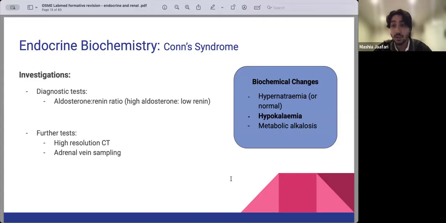And then again, try to look for a cause. We can do a high resolution CT, specifically looking at the adrenals to see is there hyperplasia, is there an adenoma, is there a carcinoma? And you can also do adrenal vein sampling to see if that's where the aldosterone is coming from.